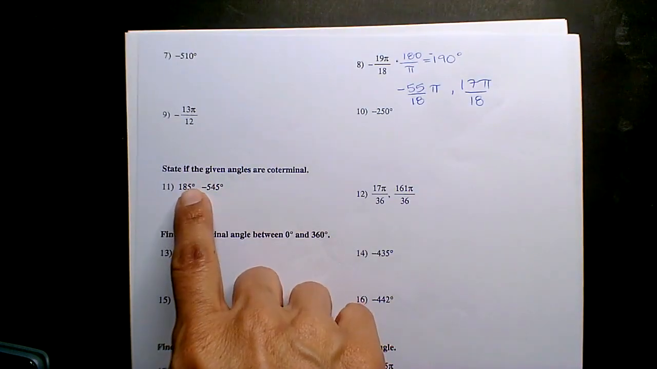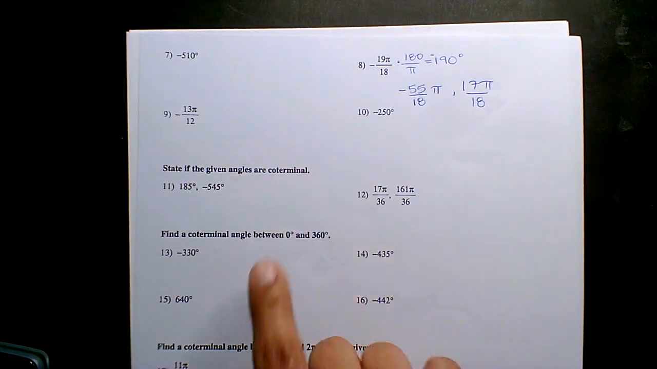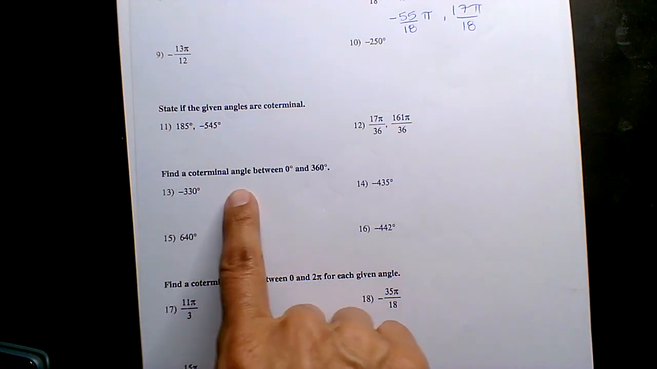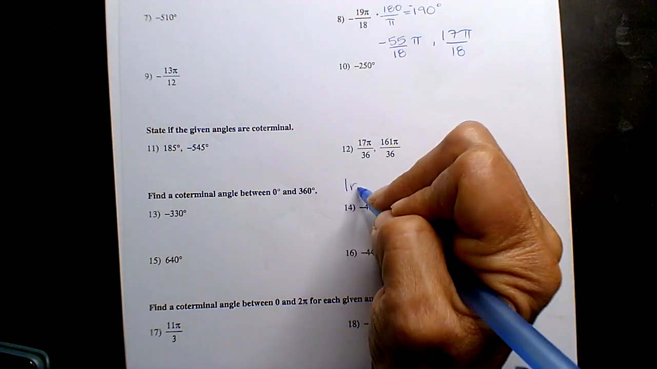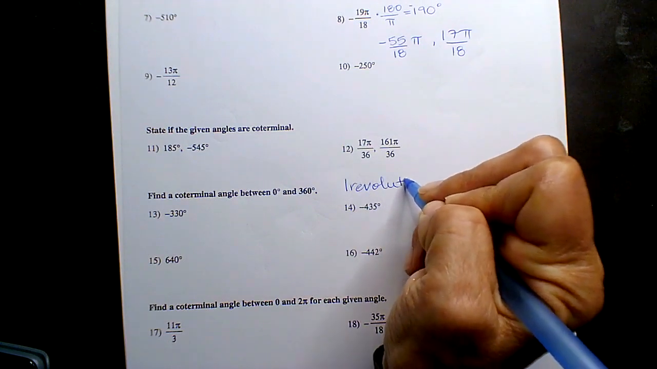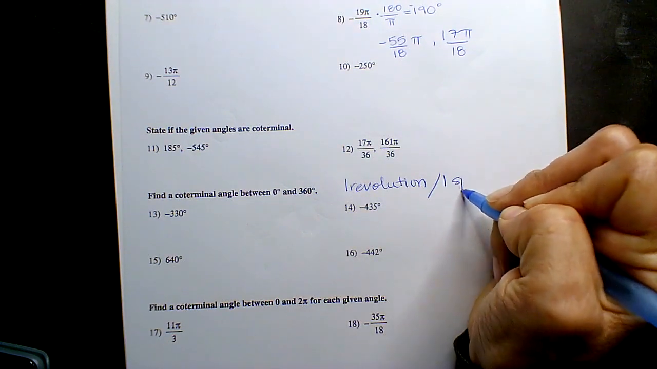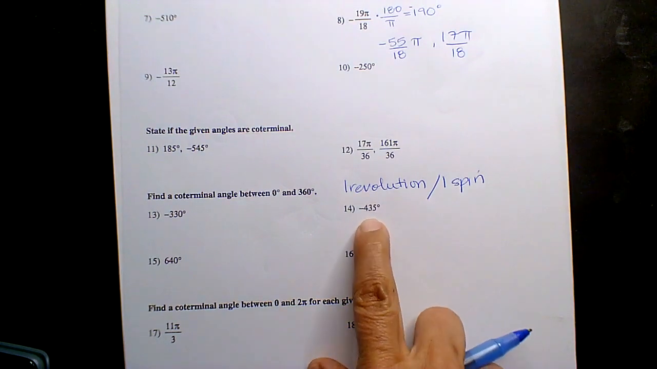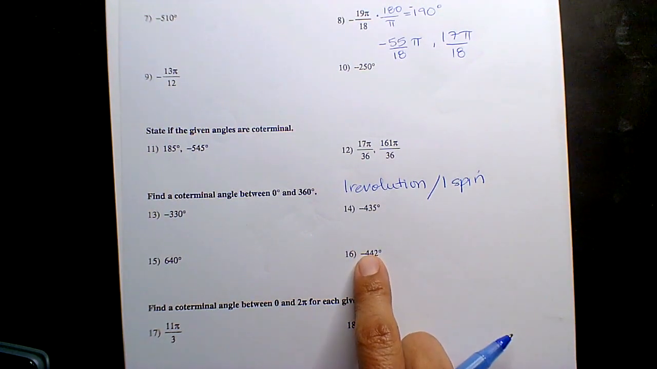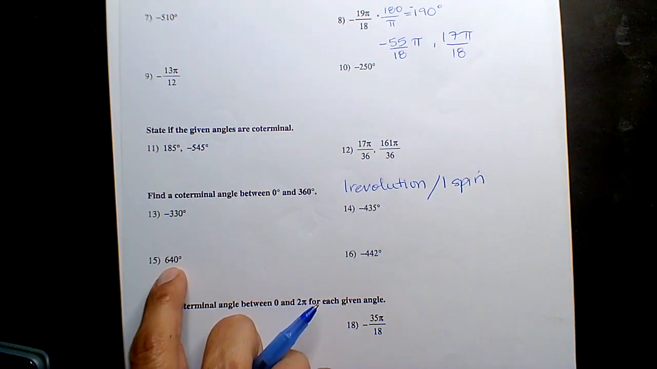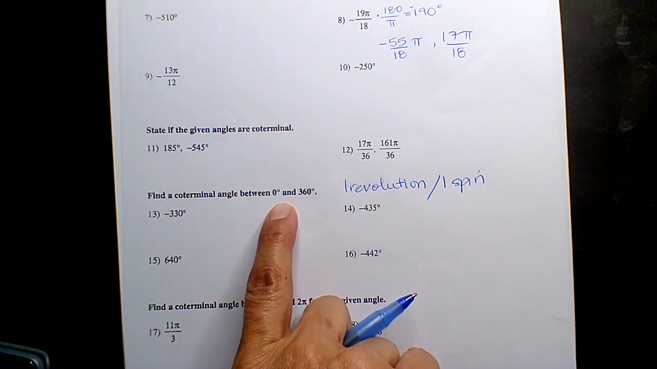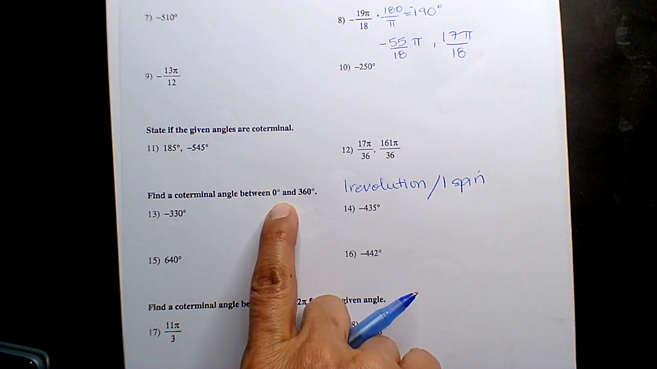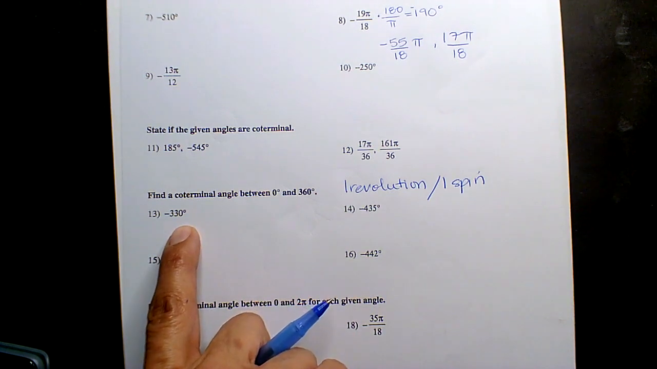Okay, state if the given angles are coterminal, you guys understand that. Find a coterminal angle between 0 and 360. That means I want the one revolution or one spin. So, for instance, this is a second spin, this is a second spin, this is a second spin. This is still a first spin, but they want it positive. You understand that? So what would this one be for the positive?